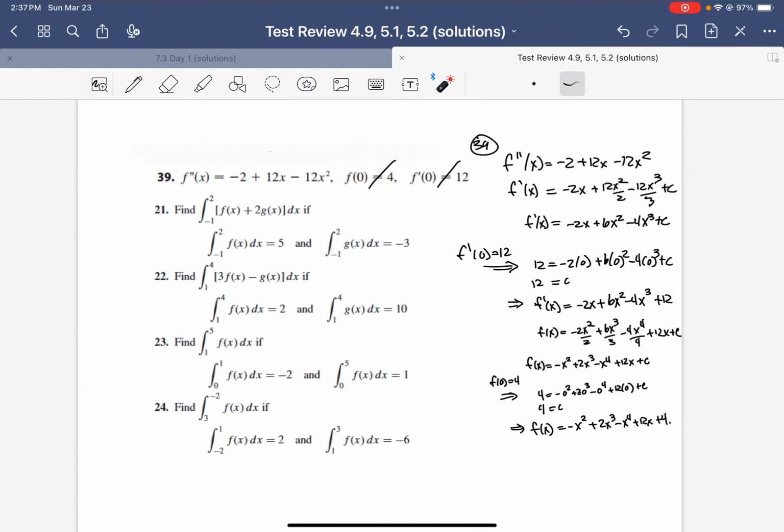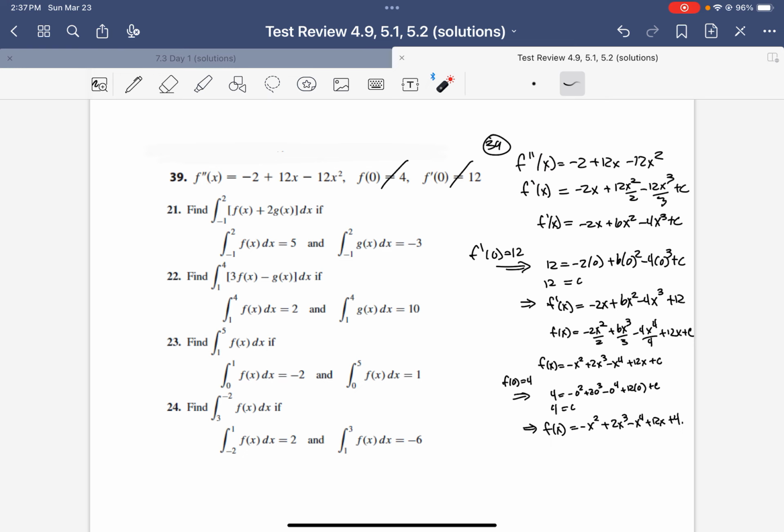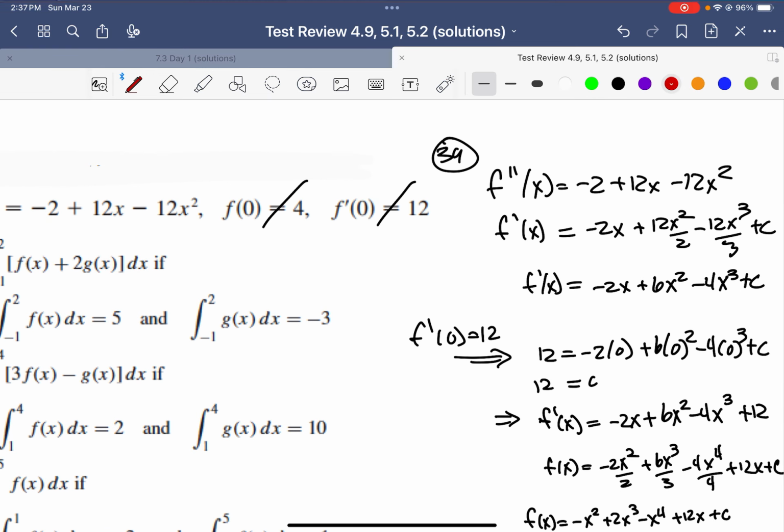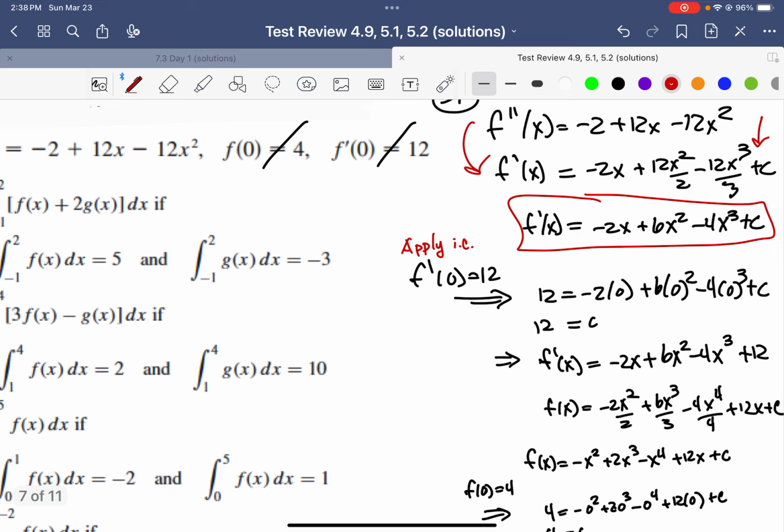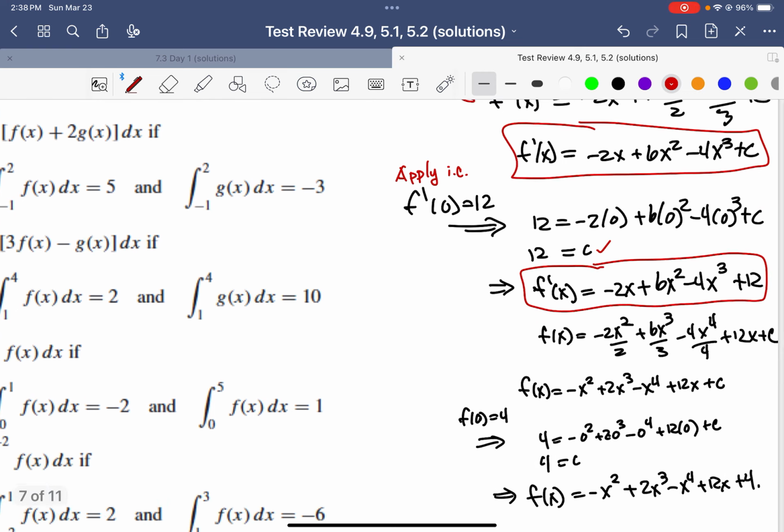But for 39, if you have a second derivative equal to this, if we take one antiderivative, we get this function. So we get a plus c, right? Then cleaning it up, we get this. But then we need to apply our initial condition. And we get that the output of 12 must happen when you plug in 0 everywhere. So that means that c is equal to 12. And so this is now what we get for the first derivative.